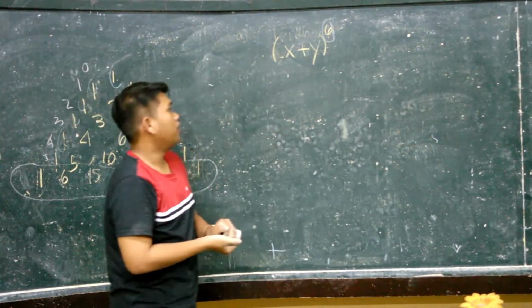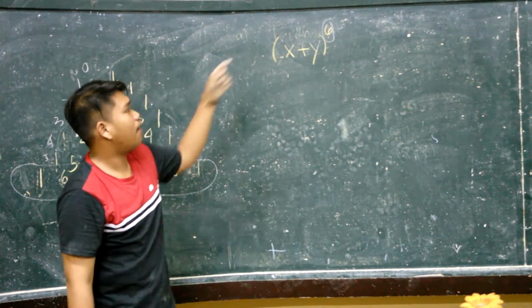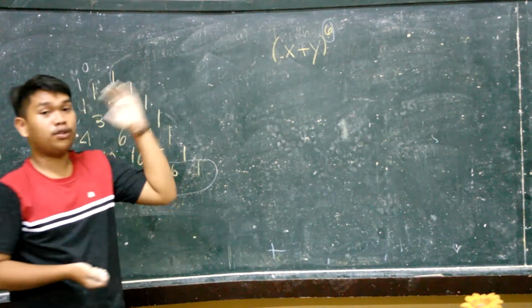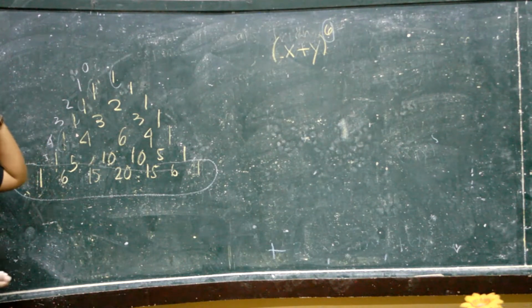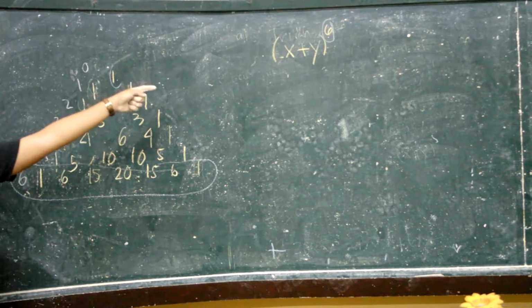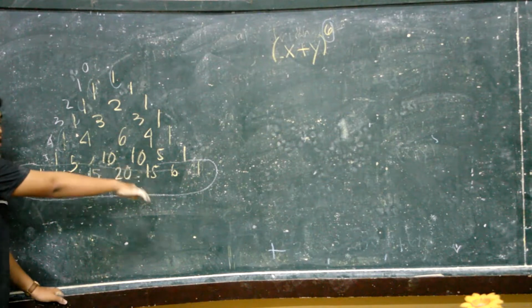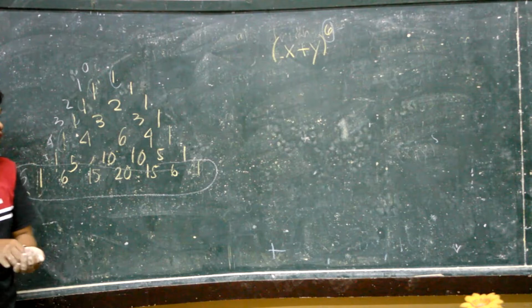Let's try an example. Let us expand (x + y) to the power of 6. So we have an exponent 6, and it's not easy to solve that. We are going to use the Pascal triangle, and we are going to use this line here. It is line number 6 because the exponent is 6. So 1, 6, 15, 20, 15, 6, and 1 are going to be our coefficients.